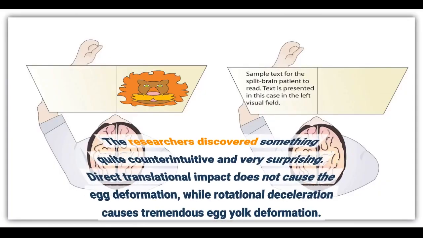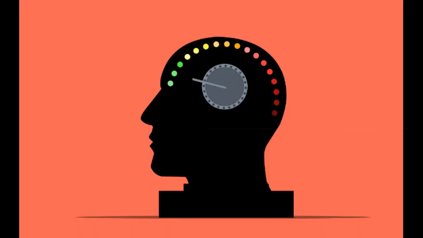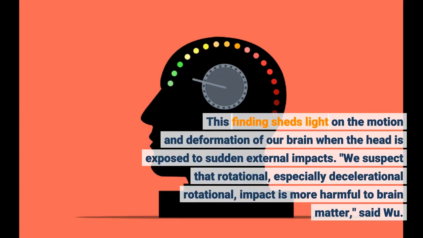The researchers discovered something quite counterintuitive and very surprising. Direct translational impact does not cause the egg deformation, while rotational deceleration causes tremendous egg yolk deformation. This finding sheds light on the motion and deformation of our brain when the head is exposed to sudden external impacts. "We suspect that rotational, especially decelerational rotational, impact is more harmful to brain matter," said Wu.